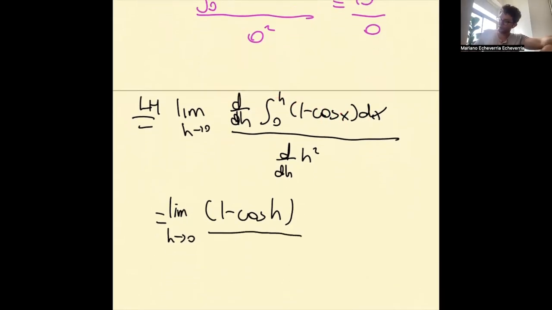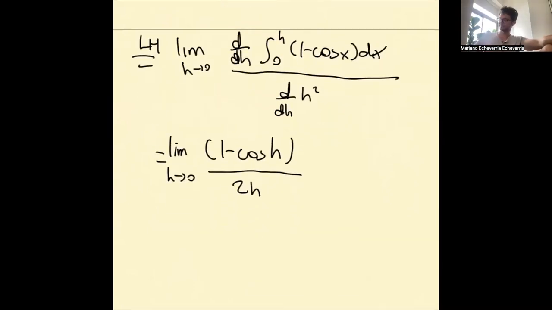And the derivative of the bottom is 2h. Okay, but again, if you see this, it is 0/0. So this is 0/0 again. Is that making sense? Because cosine of 0 is 1, so you get 1 minus 1, which is 0. So you can take L'Hopital one more time.